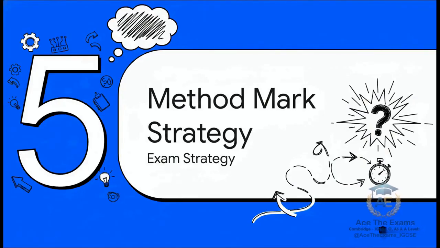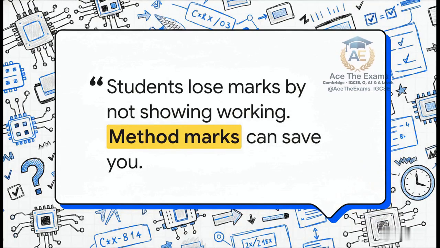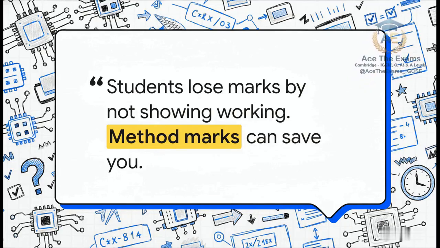Section 5, the method mark strategy. So what happens when you follow all these steps? You deconstruct the prompt perfectly, you select your framework, but the calculation on the paper is just incredibly difficult and you start to panic. What is your ultimate exam survival tactic? I need you to commit this examiner alert to memory right now. Students lose marks by not showing working. Even if your final answer is wrong, method marks can save you. Let's be real. The process is often just as valuable to the examiner as the final output.